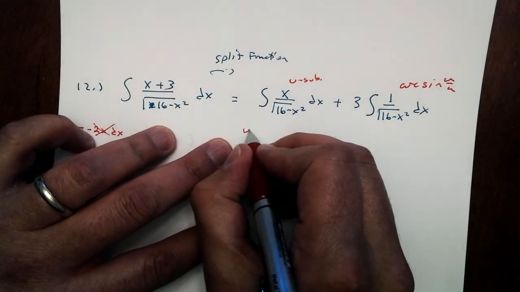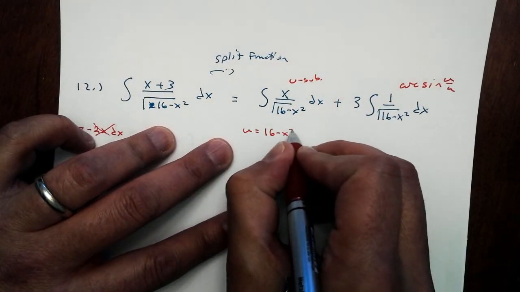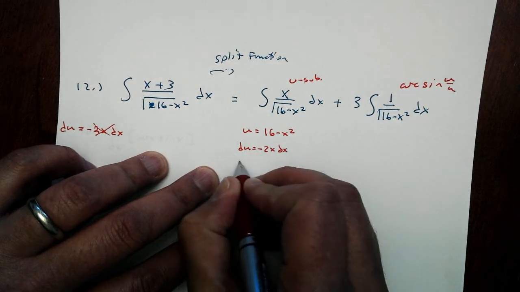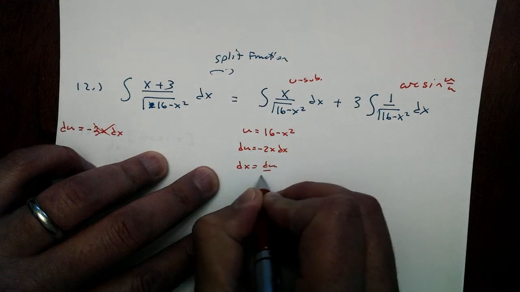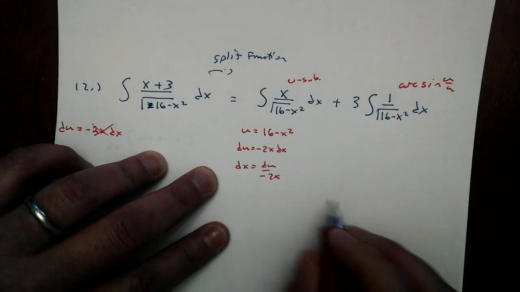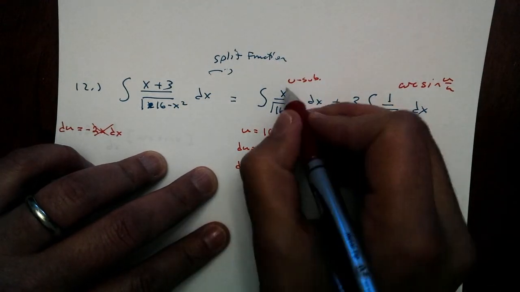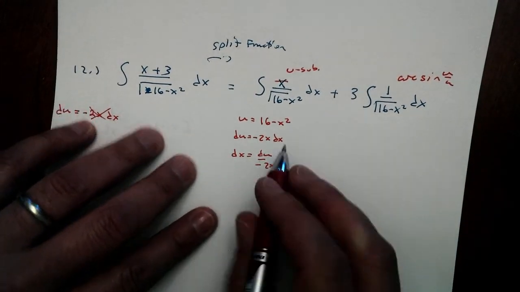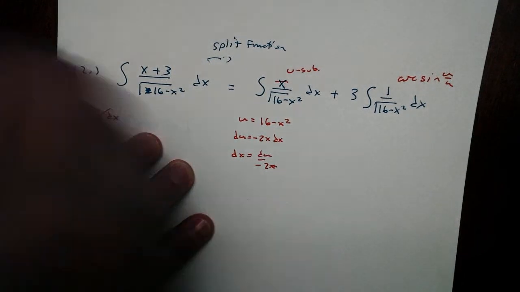Again, we're going to let u equal the 16 minus x squared. Du would be negative 2x dx. Dx becoming du over negative 2x. Using a little shortcut, we know the x's will cancel. We like it when that happens. And we're left with our new integral right now. And I'm going to rewrite that in blue.